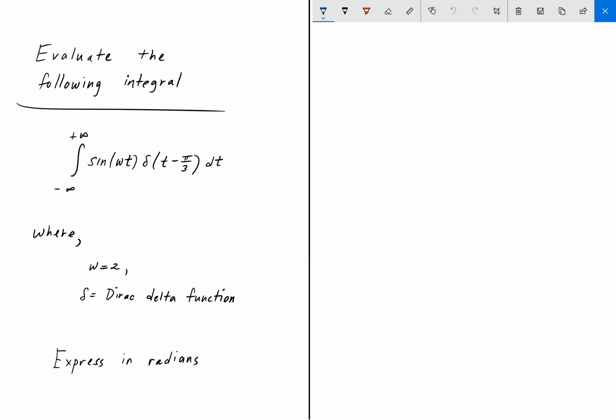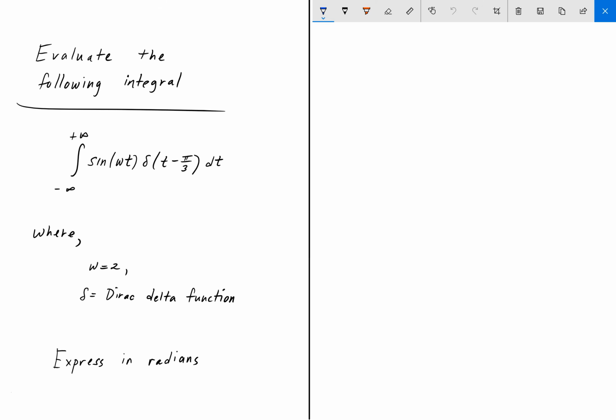For this next problem, we are solving the following integral. We have the integral from negative infinity to plus infinity of sine omega t multiplied by the Dirac delta function of t minus pi divided by 3 dt. And here we're told that omega is equal to 2, and also we need to express this in radians. So as always, pause the video, give it a shot, and we'll go over the answer in a bit.